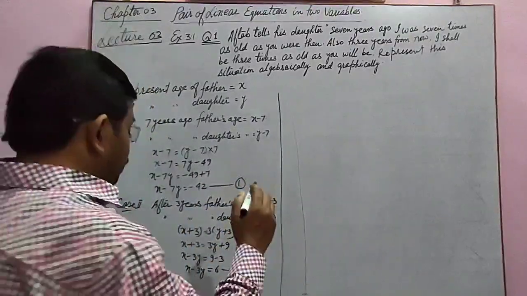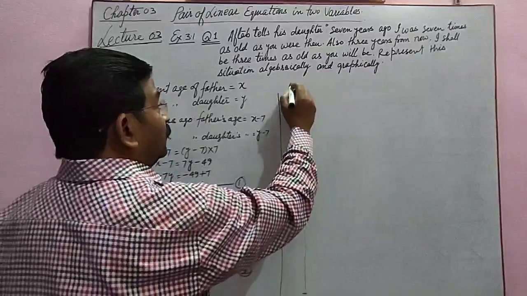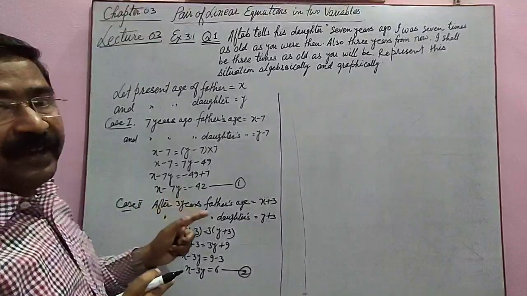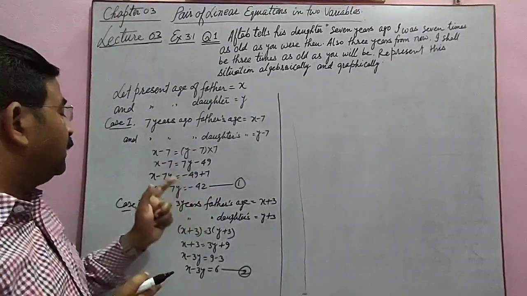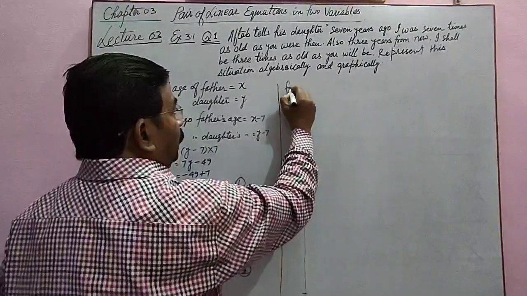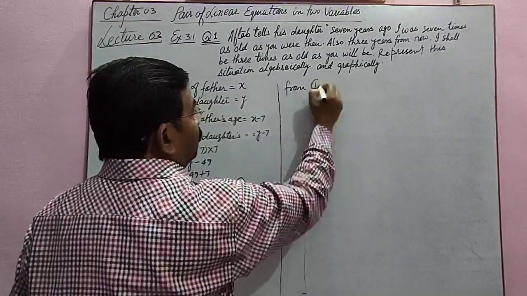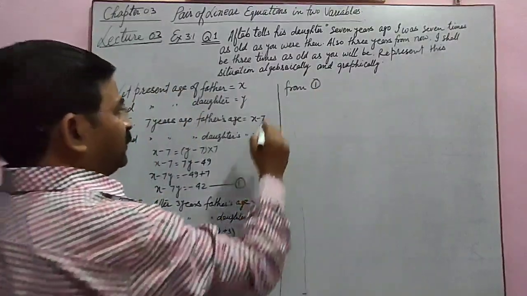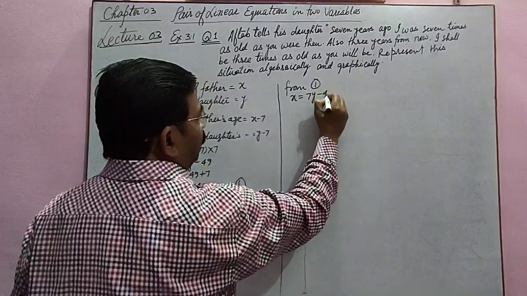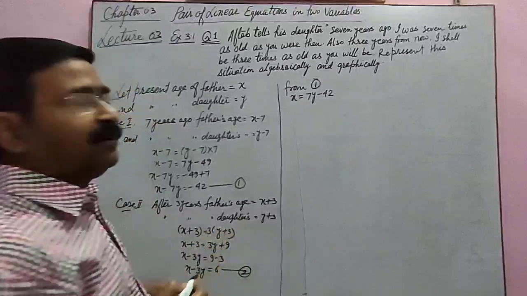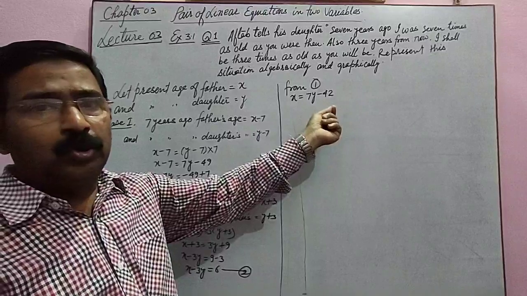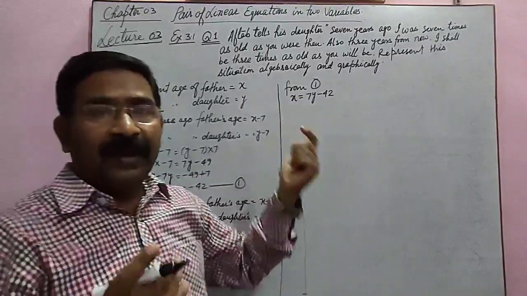Try to understand. See, we have the first equation. From the first equation we can find the value of any of the variables in terms of the other. From equation 1, find the value of x. So x is equal to 7y minus 42. And for every value of y you choose, you will get different values of x.